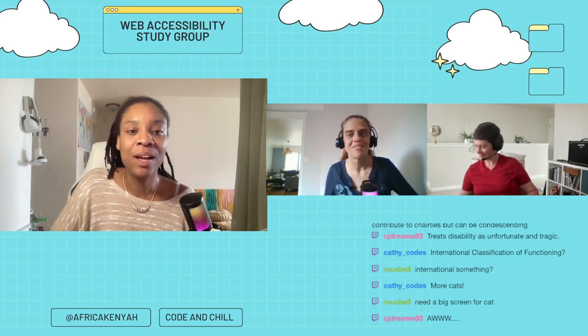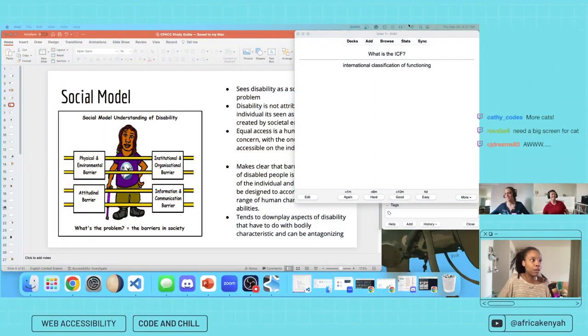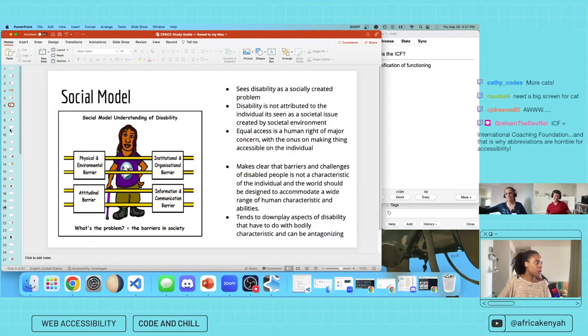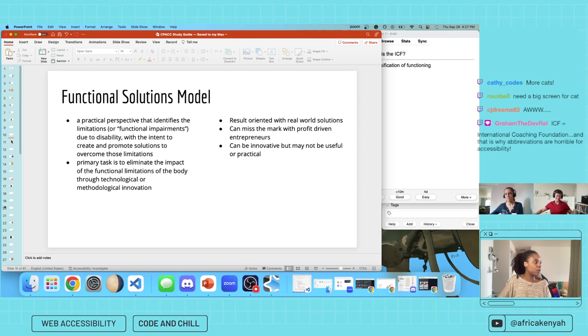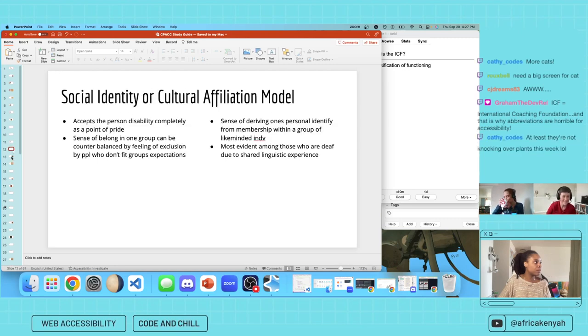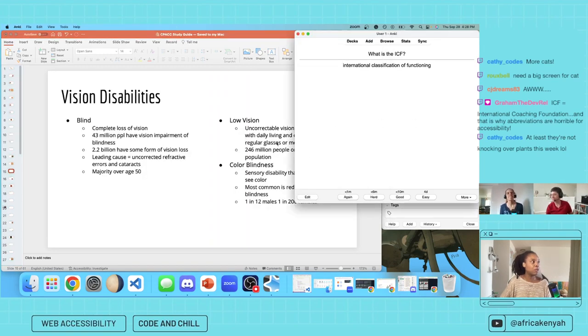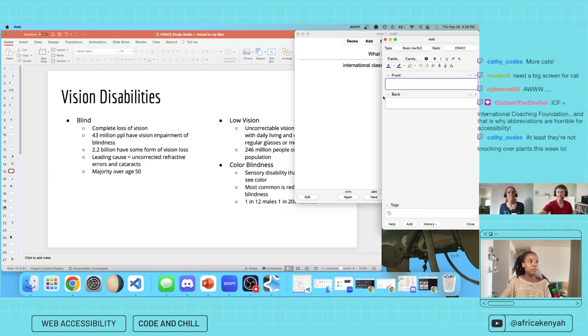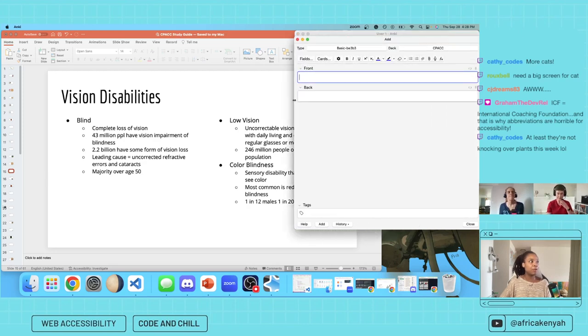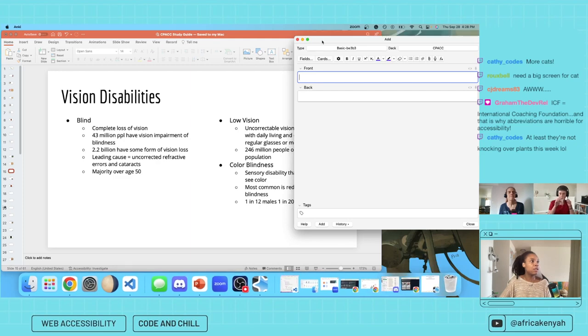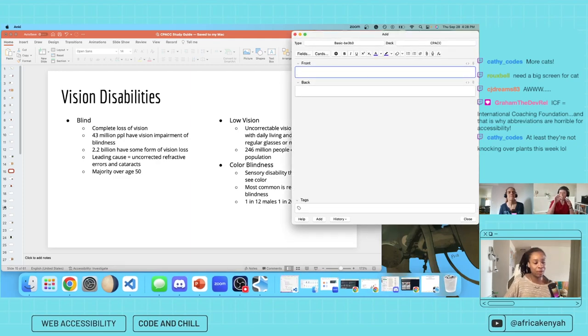All right, so we're gonna go back to Discord to share, and we're gonna go where we left off and just do a few more Anki cards together. So we talked about the types of disabilities and the personas, but I think we only did blind, so we don't need to do that much, but we're gonna do some statistics on here. So we're gonna add some based off of what we learned.